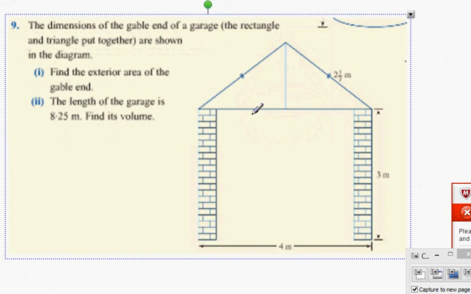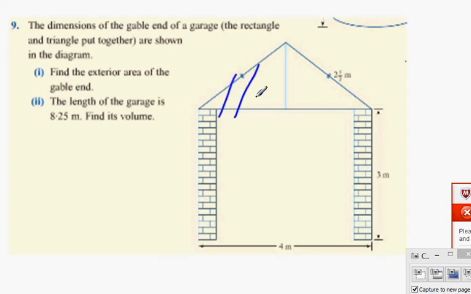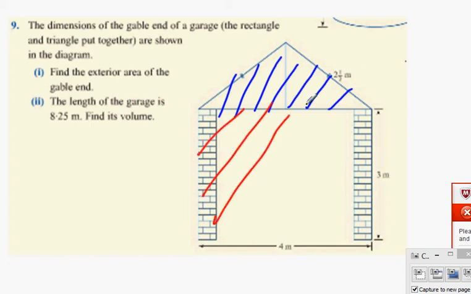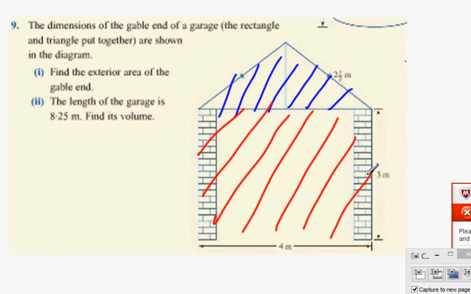Number 9, okay? The dimensions of a gable end of a garage. So what's going to happen here is we have 2 different areas. We have the red area, which is basically the rectangle, and the blue area being the triangle. It says find the exterior area of the gable end. It doesn't include the middle part, so the area of the wall is obviously not included.